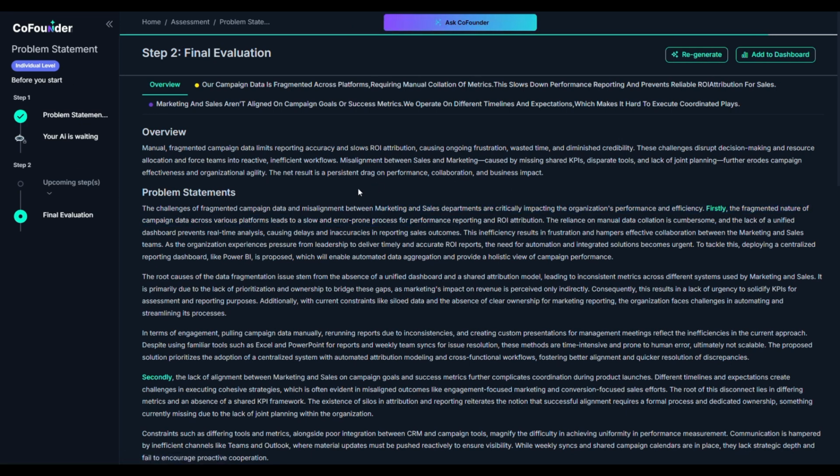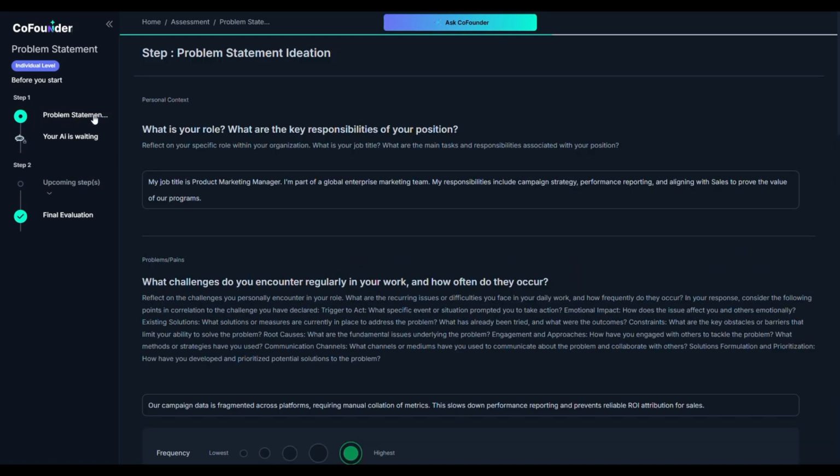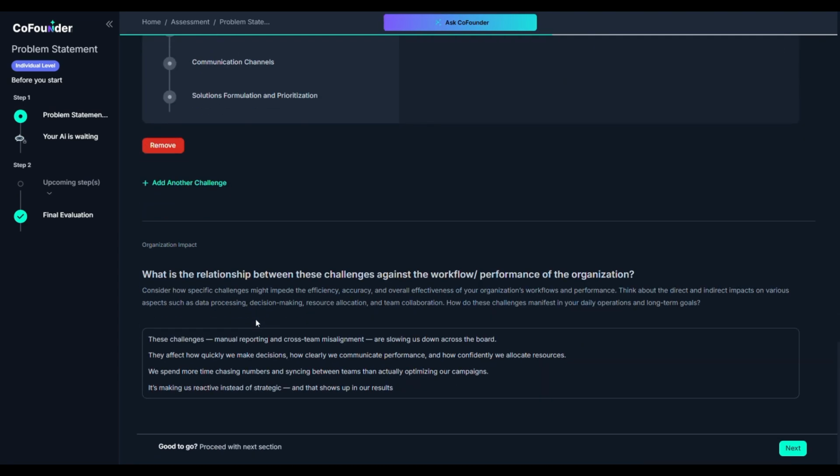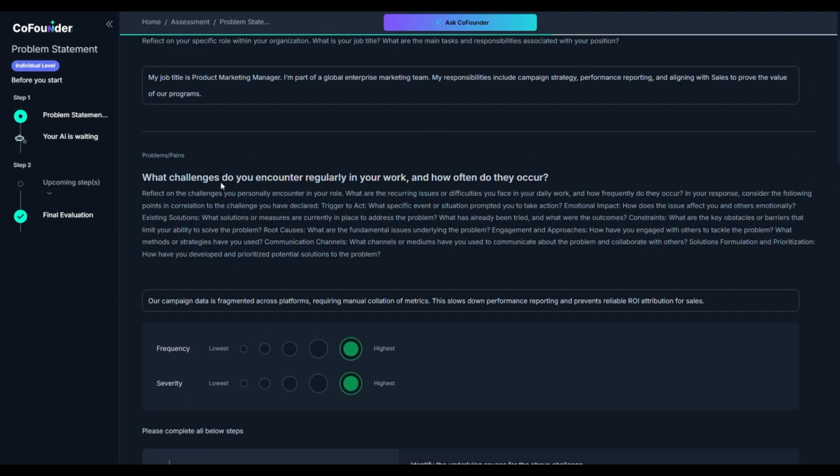You can toggle between different steps in the innovation stream by clicking directly on any stage in the left sidebar. See that green check mark? It means the step's complete and fully editable. Just click to jump back in, update a response, or add new inputs without losing progress.